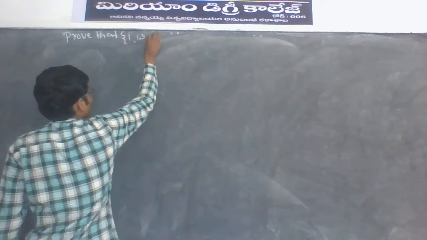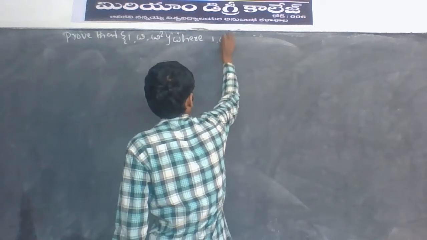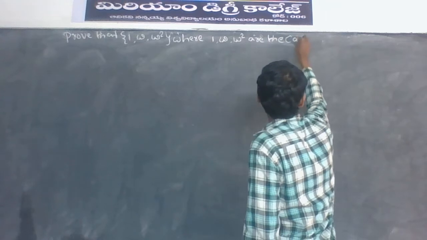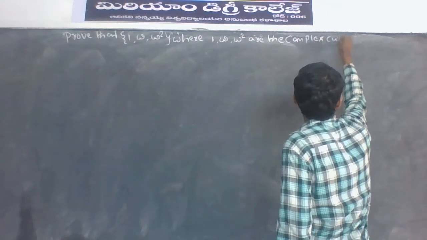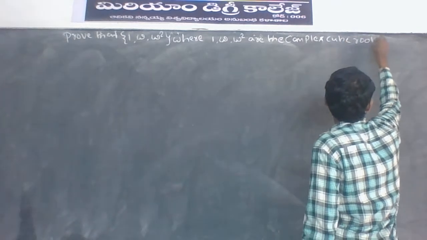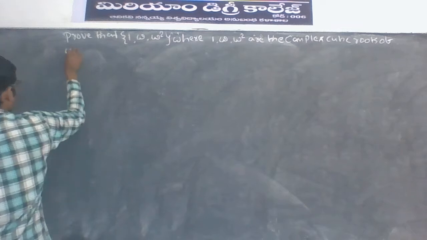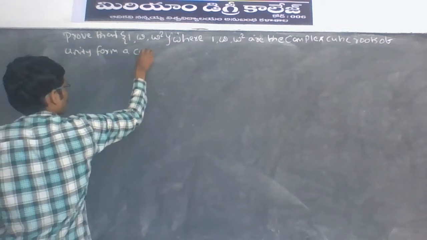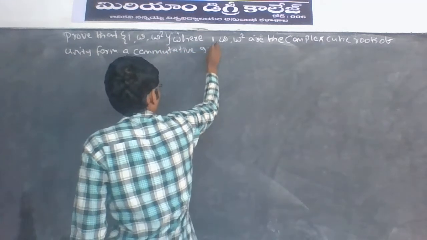1, omega, omega square, where 1, omega, omega square are the complex cube roots of unity, form a commutative group under multiplication.